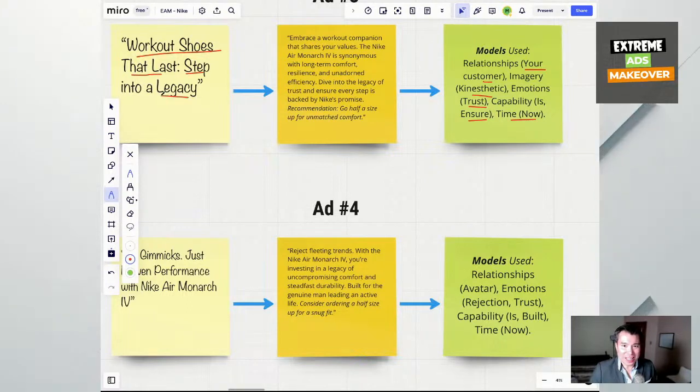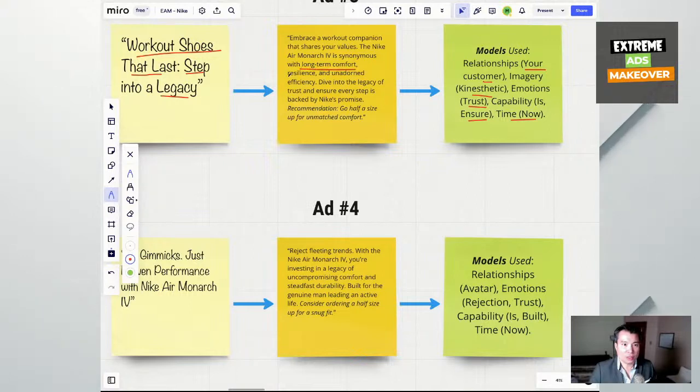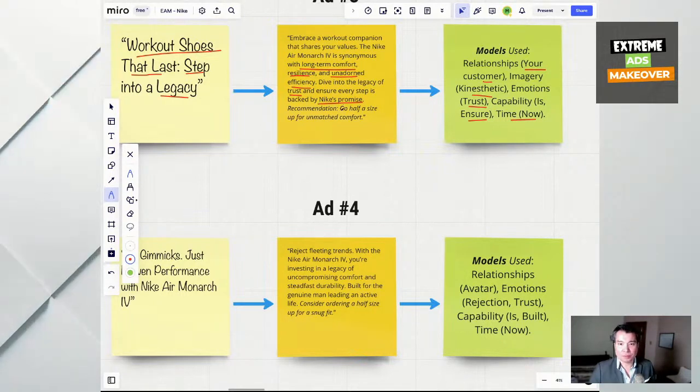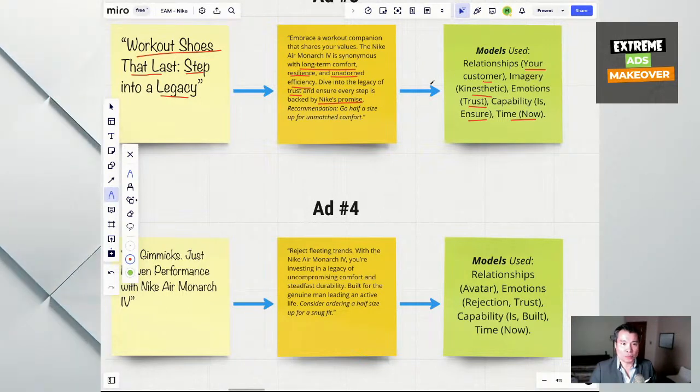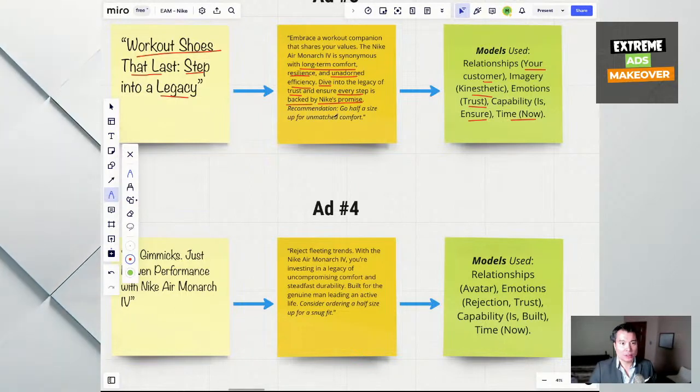Step into legacy, trust, emotion of trust. Right? Legacy is all about trust. Embrace a workout companion that shares our values. The Nike Air Monarch 4 is synonymous with long-term comfort, resilient, unadorned efficiency, and dive into the legacy of trust. And every step is backed by Nike's promise. It really is all about the customers, right? Because Nike promised, kinesthetic, when you said dive, kinesthetic, right? And every step is backed, emotion of trust, backed, trust, right?